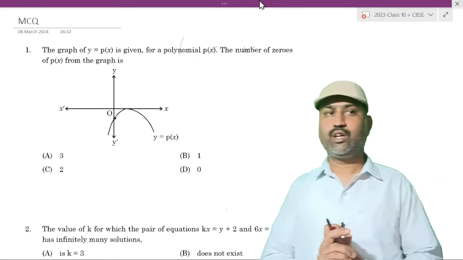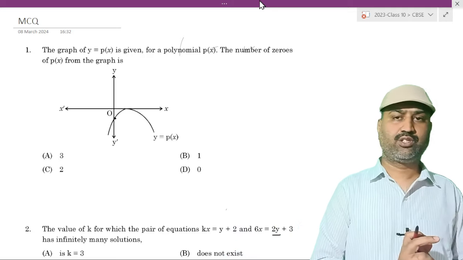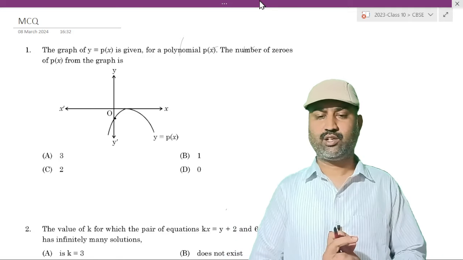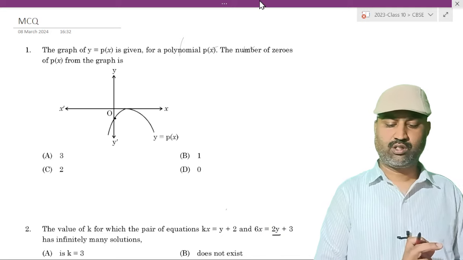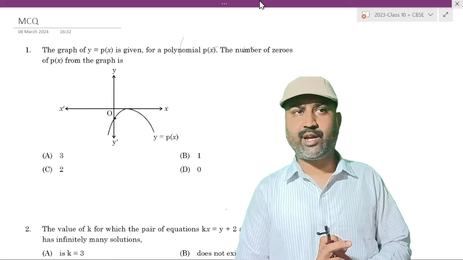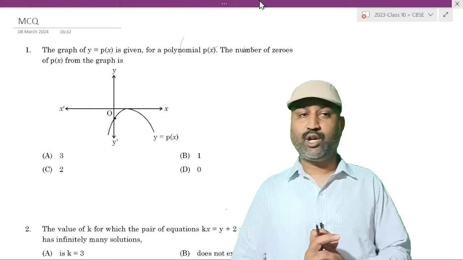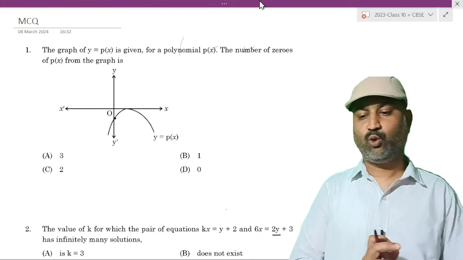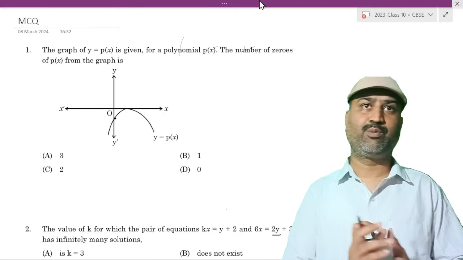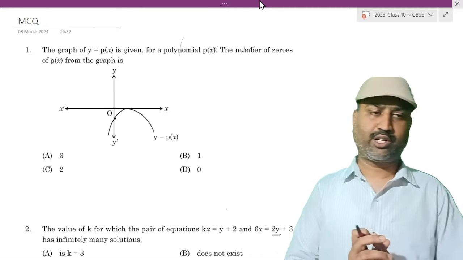Today we are solving very important MCQs for board exam CBSE 2024, and we are trying to solve MCQs in a much shorter time so that you can save time for 4 marks and 5 marks questions. We'll try to learn some new tricks and new shortcuts here.